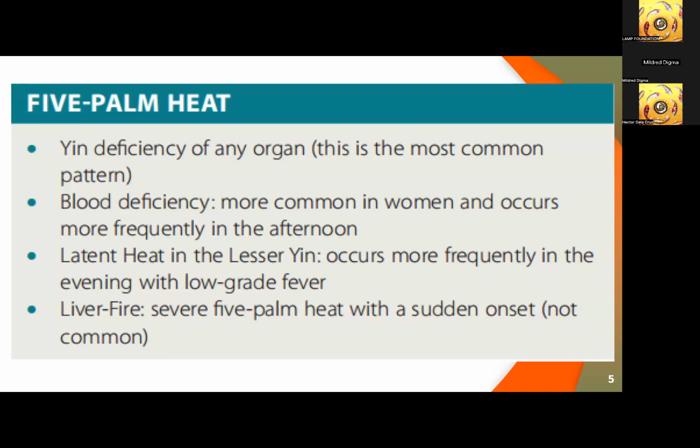So, yin deficiency of any organ, this is the most common pattern. Blood deficiency, more common in women and occurs more frequently in the afternoon. Latent heat in the lesser yin occurs more frequently in the evening with low-grade fever. Pag liver fire naman po, severe po yung 5-palm heat, yung nararamdaman ng init na yon. Tsaka sudden onset, not uncommon. So yun po yung summary ng 5-palm heat.